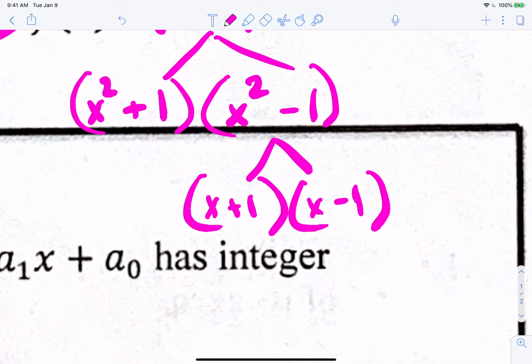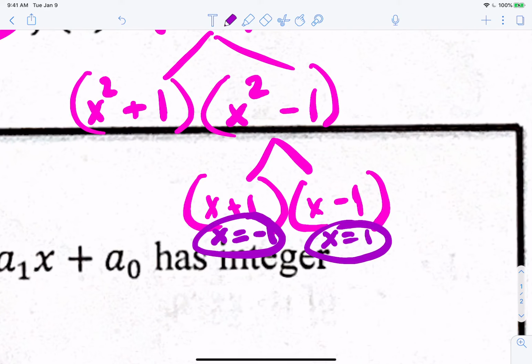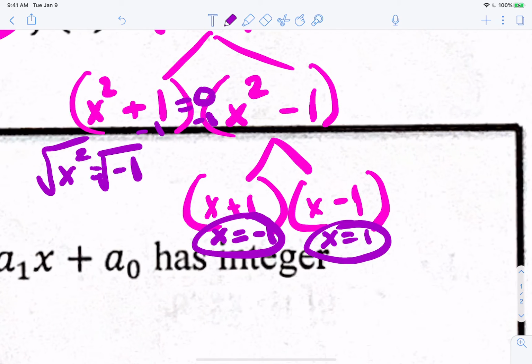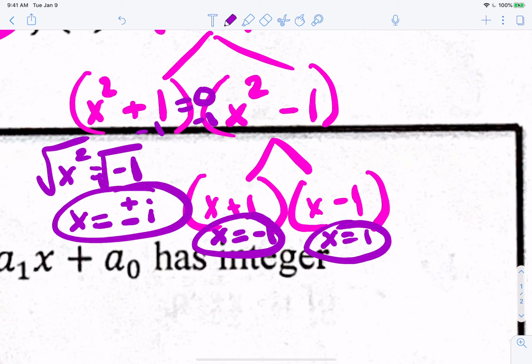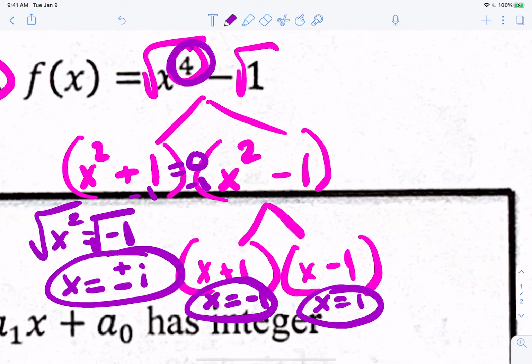All right. Now let's set each one of those equal to 0. So if I set the ones that I just did equal to 0, x plus 1, this guy will be x equals negative 1, yeah? x equals positive 1, okay? If I set this guy equal to 0, subtract the 1 over, x squared equals negative 1, take the square root. What will that guy look like? The square root of negative 1 is positive, negative i, okay?